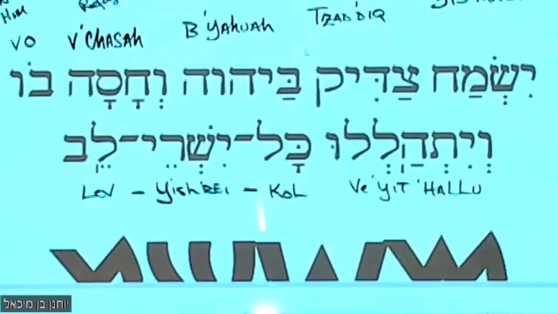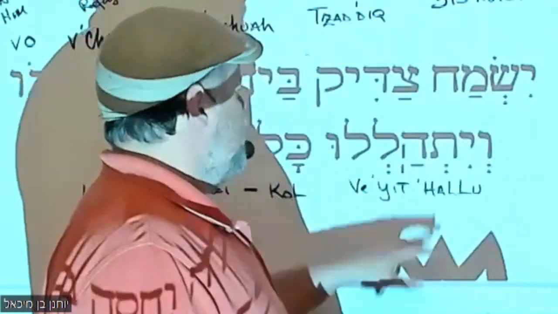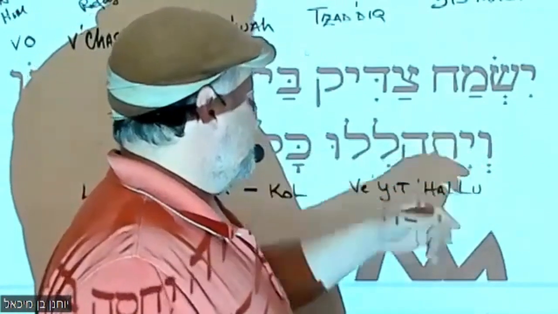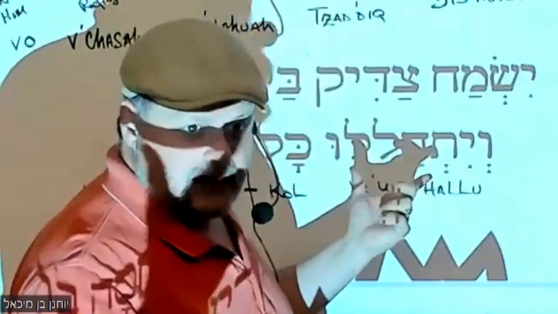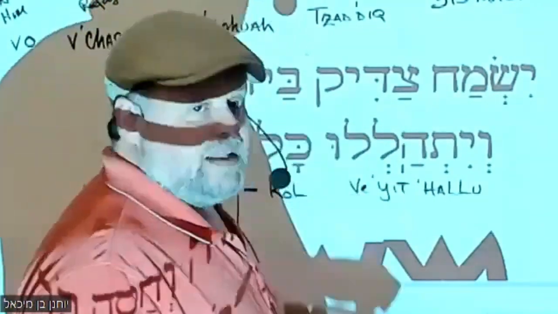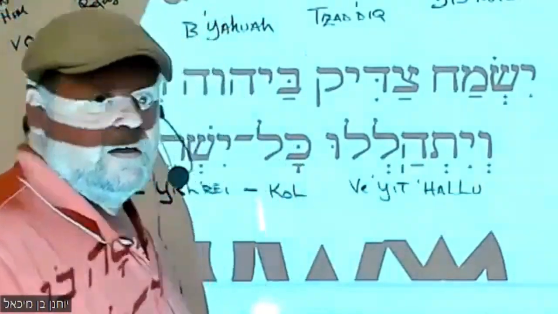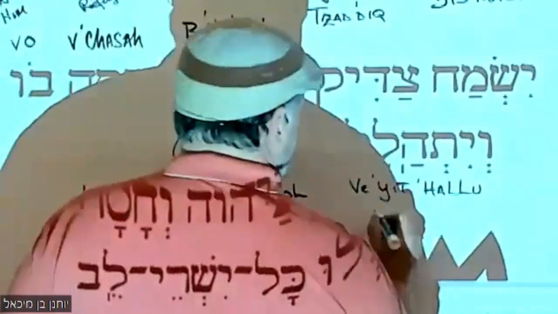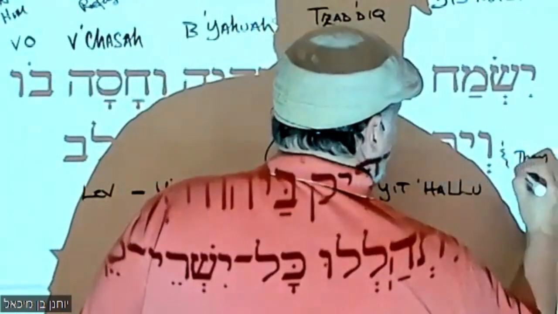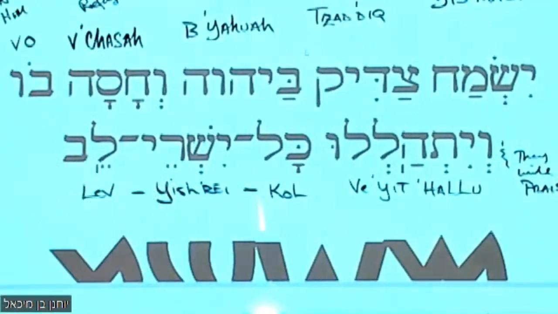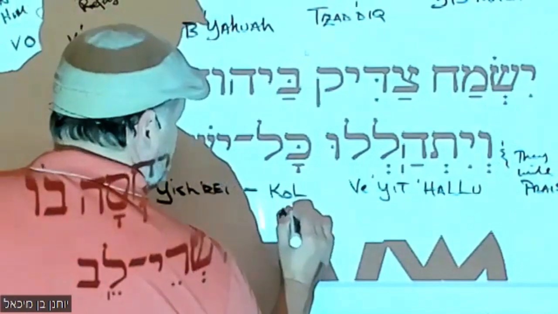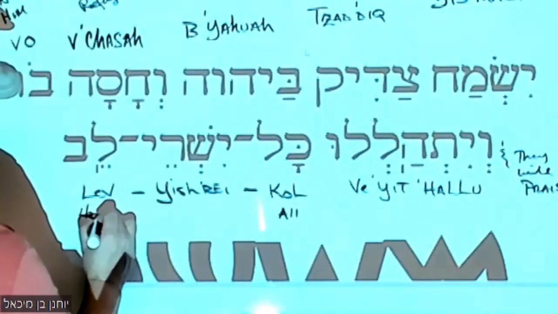What about veyit halu? Who will? There you go. And va y, he will, and then you've got halal, will praise, and then the u at the end, they. So, and they will praise. What about kol yishrelev? Kol is all. Lev is heart. So what is yishre?